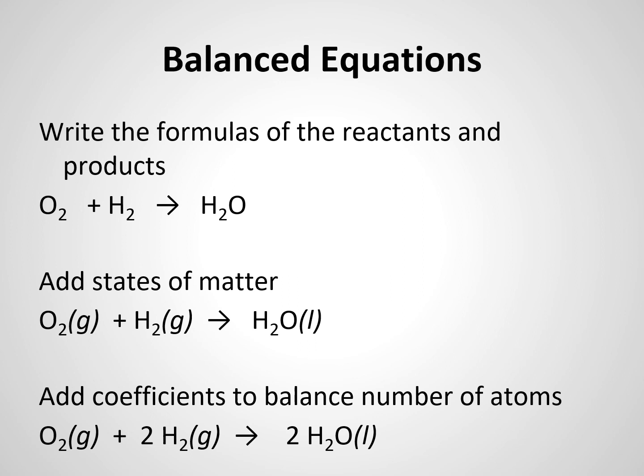So since we did that, now we've made 4 hydrogen atoms on the right side. So that means the left side has to have 4 hydrogen atoms as well. So that's pretty easy for this. We can just add a 2 in front of the hydrogen gas, and that will give us 4 hydrogen atoms.